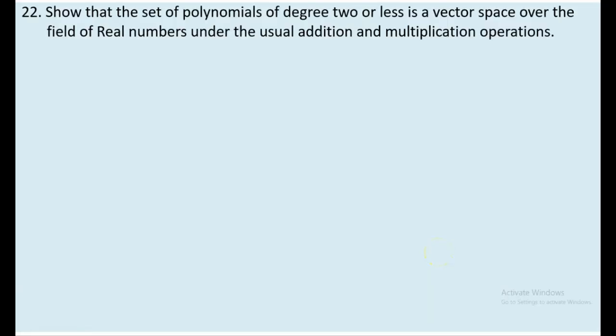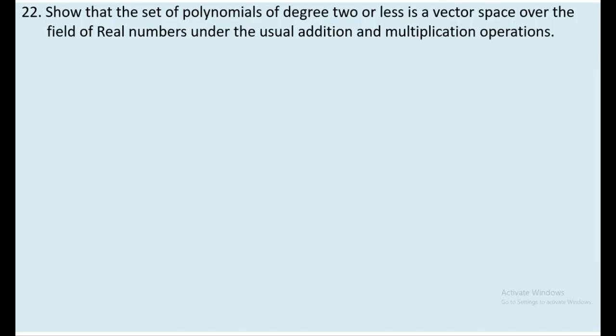Okay, students, now comes question number 22. You have been asked to show that the set of polynomials of degree 2 or less is a vector space over the field of real numbers under the usual addition and multiplication operations.